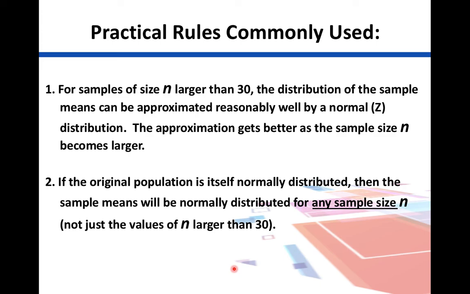Some rules commonly used: for a sample of size n larger than 30, the distribution of sample means can be approximated reasonably well by a normal distribution or z distribution. The approximation gets better as the sample size becomes larger. If the original population is itself normally distributed, then the sample means will be normally distributed for any sample size n, not just the values of n larger than 30.